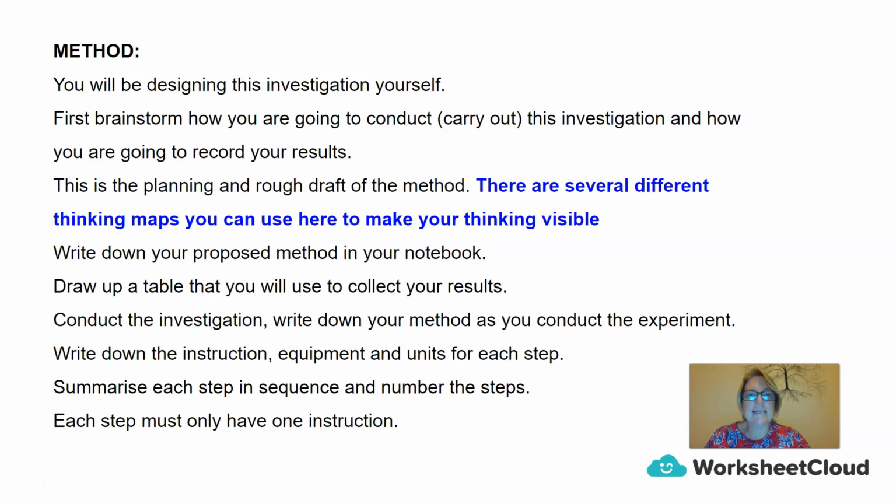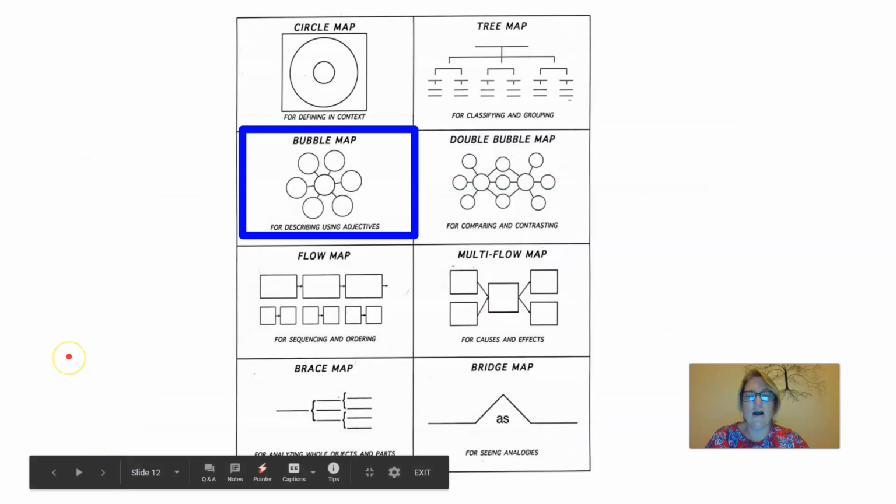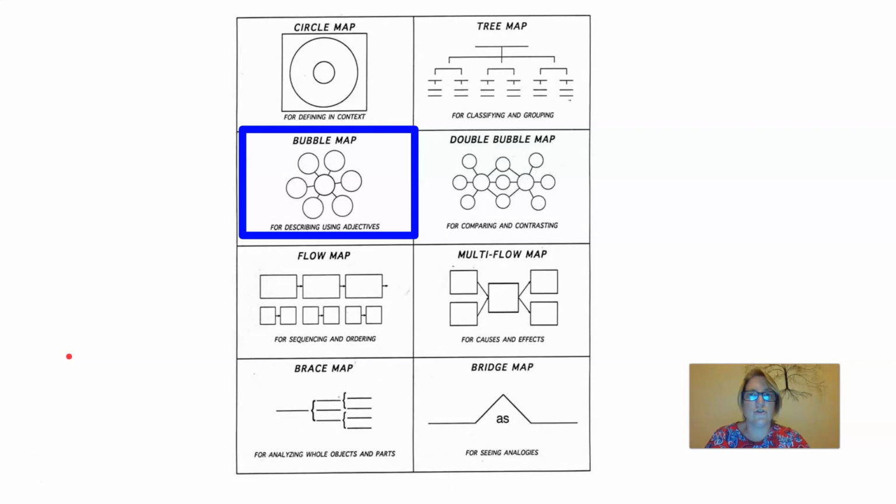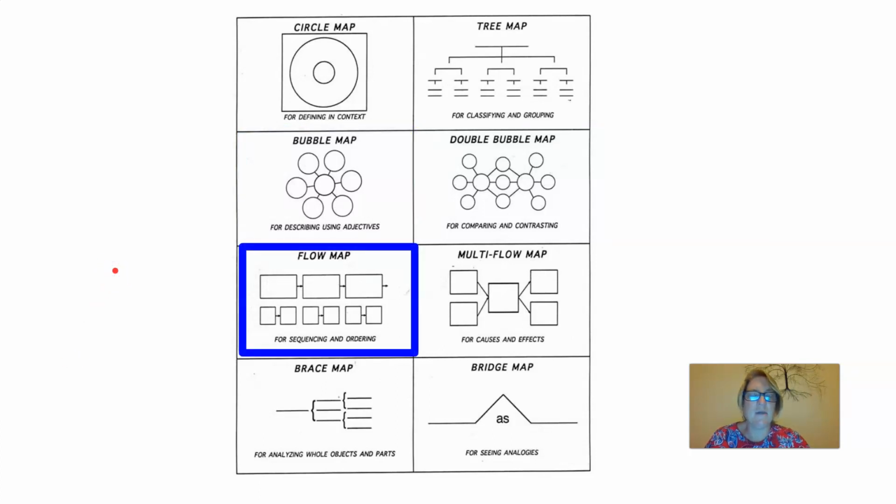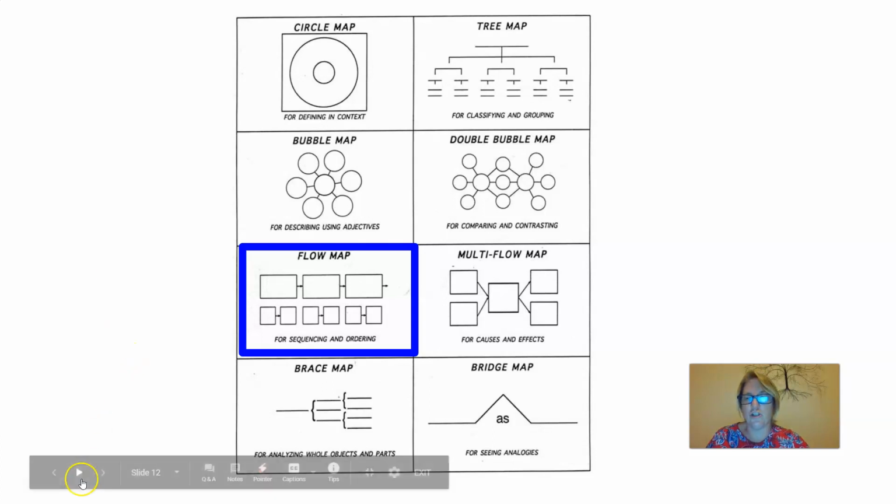And in blue, I've highlighted that there are several different thinking maps that you can use here to make your thinking visible. And I'm going to show them to you now, but I will come back to this slide. So here are a variety of thinking maps that you could use. And the map that you might be able to use is like a bubble map or a concept map, where you are able to describe the different activities that you want to do. And the other map maybe that is more suited to a method because of the step-by-step manner is possibly a flow chart. So you can think about using 1 or 2 of these just to sort out your planning.